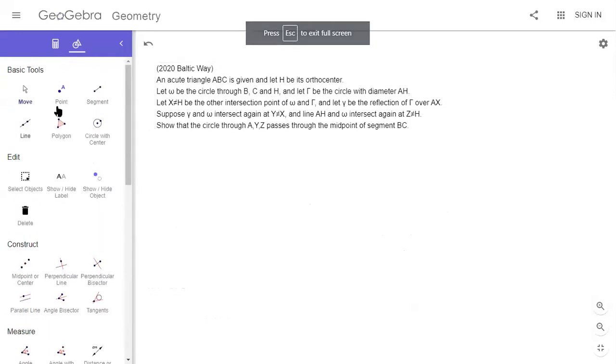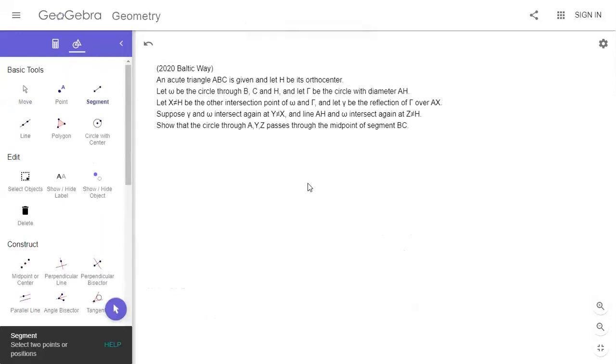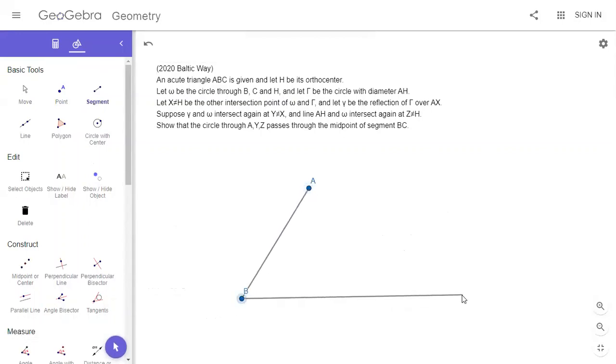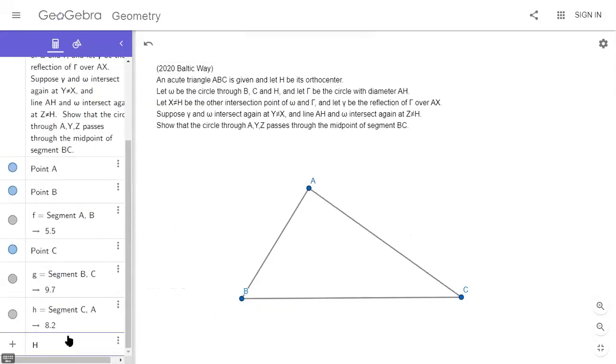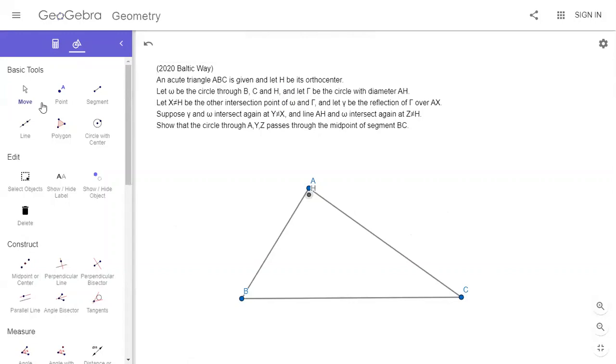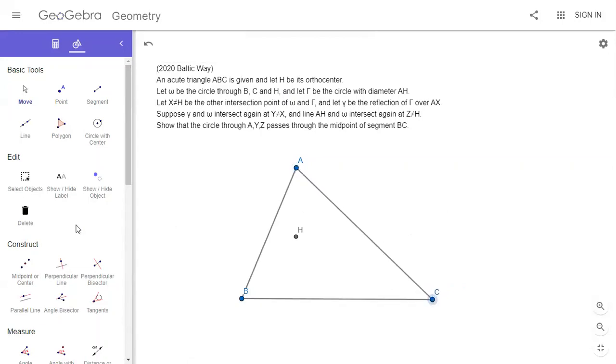So we have an acute triangle ABC. H is the orthocenter. This one looks tricky. Or look at that orthocenter. It's like really close to A. All right. Omega is the circle through B, C, and H.